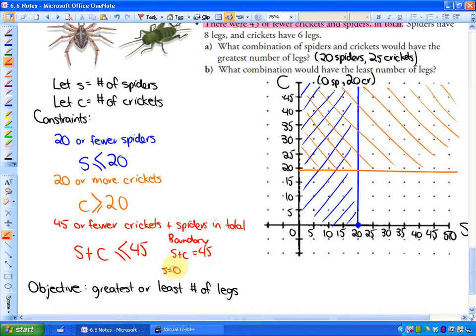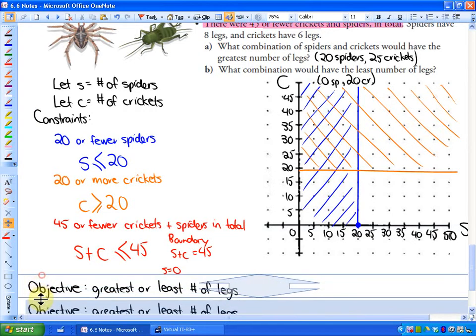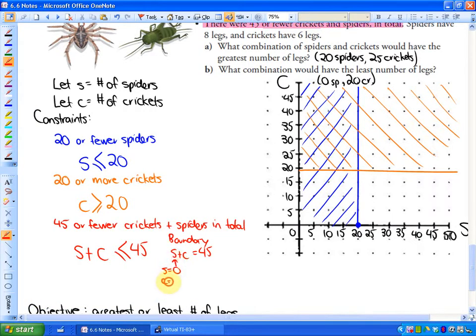So if I substituted s, or spiders being 0, into that function, you would get that crickets are 45. So that would be this c-intercept right here. And if I substituted c is equal to 0, I would get s is equal to 45. And that would be this intercept right here. So that boundary line would be a slanted line between the 45s on each axis, looking like this. Okay, and since it says 45 or fewer, we would shade below that particular boundary line. So as you can see, your solution region based on the constraints is what I'm outlining in black here.